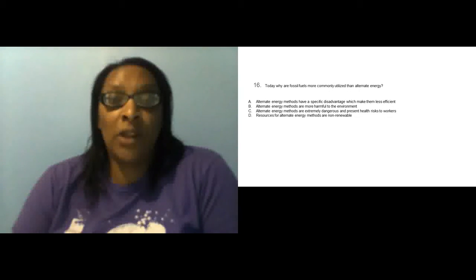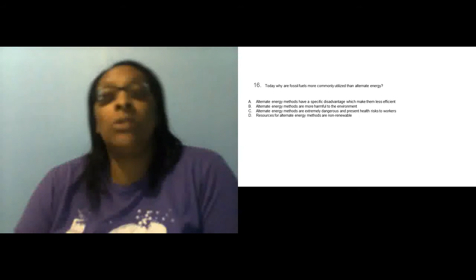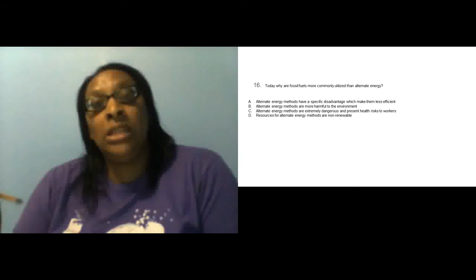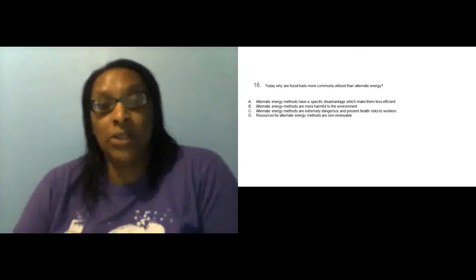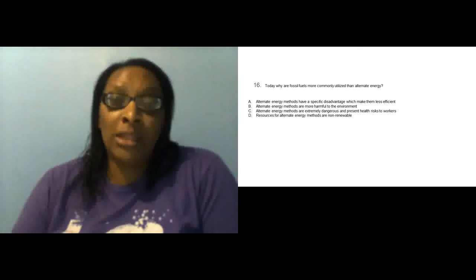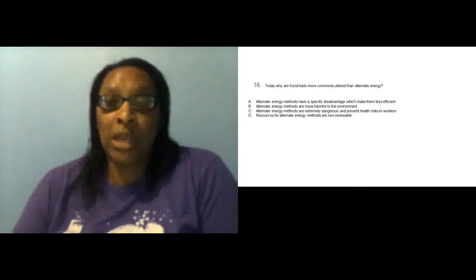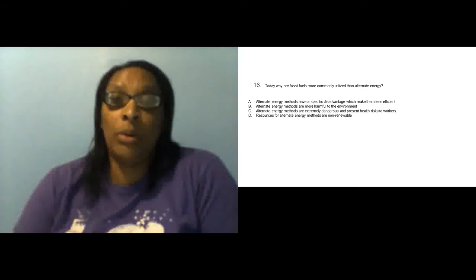16. Today, why are fossil fuels more commonly utilized than alternate energy? A, alternate energy methods have a specific disadvantage, which makes them less efficient. B, alternate energy methods are more harmful to the environment. C, alternate energy methods are extremely dangerous and present health risks to workers. Or D, resources for alternate energy methods are non-renewable.